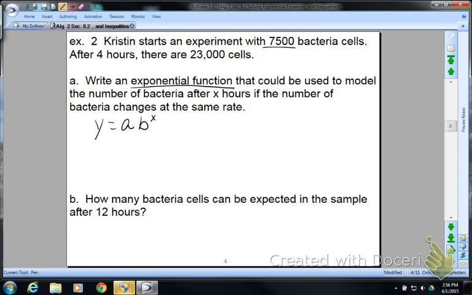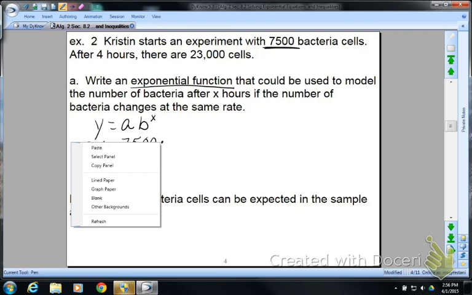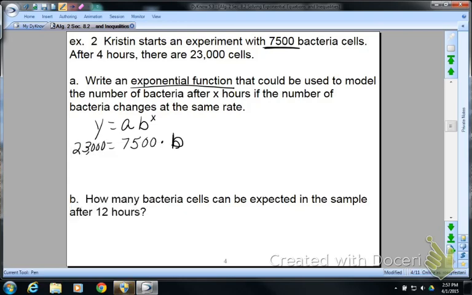Y is the total amount. It starts with an experiment of 7,500, so that is your A. If there are 23,000 cells, that's the total number of cells, so that's going to be my Y value. Times our B, we don't know the B. Do we know our time? 4 hours, so that's B to the 4th power.